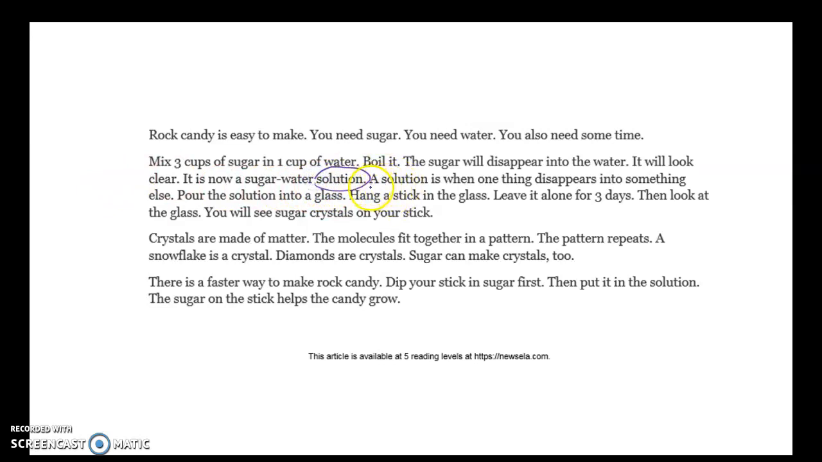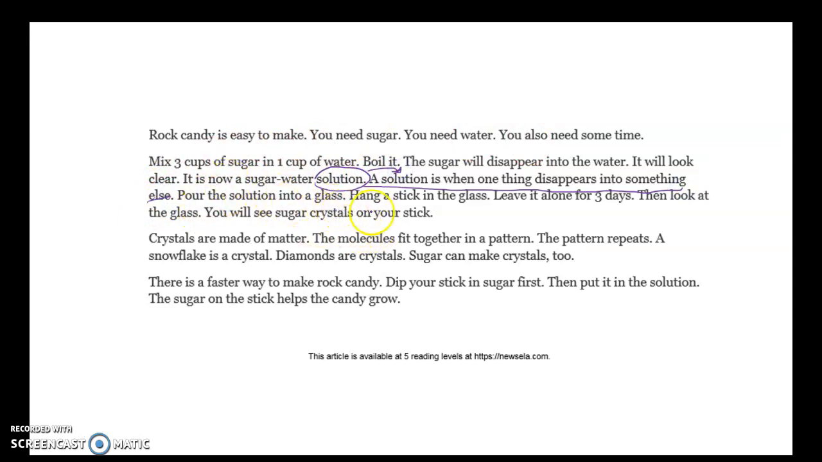Okay, so right here, now look, it's going to use your context clues. Read the sentence before, read the sentence after. See if it gives you a clue to what it means. A solution is when, and I'm going to underline this because I think these are maybe key words, a solution is when one thing disappears into something else. So that gave me the definition right there.